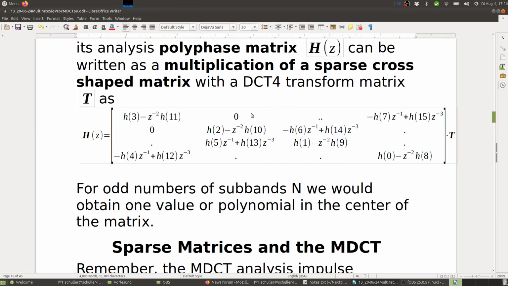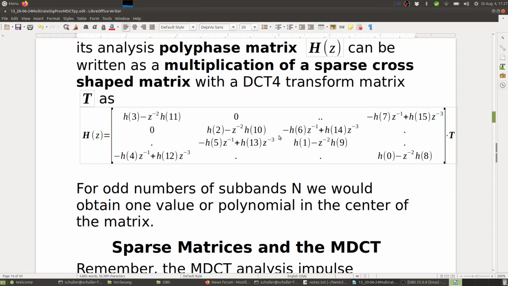So you can see here this is for even numbers of n because of those symmetries. For odd numbers of subbands n, we would obtain one value or polynomial in the center of the matrix. So then something would be here in the center. So it works for both odd and even numbers of subbands.